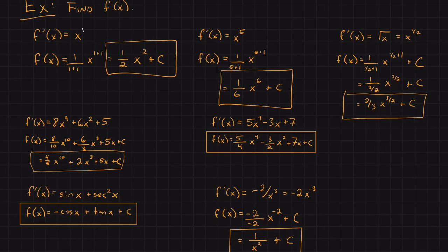Each of the answers to the examples in this video had a plus c in their answer. That means that we were finding the general solution. In the next video, we'll look at how we can find the particular solution using antiderivatives.